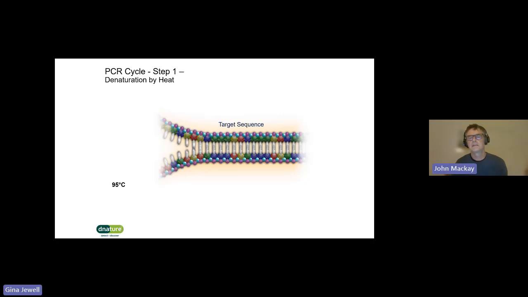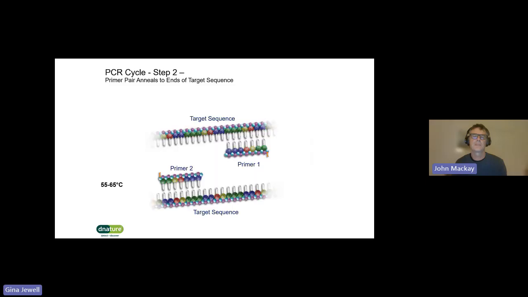So PCR mechanically is quite simple, especially when Mark and I have machines that will automate this for us, where it heats the DNA up to 95 degrees and it splits apart. Next slide. The two primers that we've designed, and that's something we specialize in at dnature, is designing these qPCR assays. We cool it down and the two primers will bind if they find that target sequence to bind to.